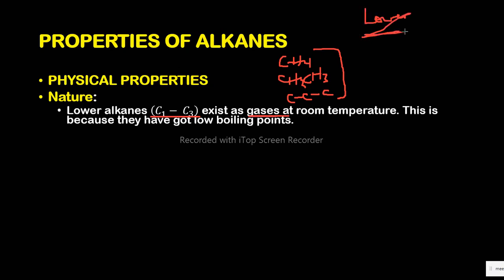Now, why are they gases? For you to become a gas, the forces of attraction between your molecules must be far away from each other. You remember senior 1 chemistry?